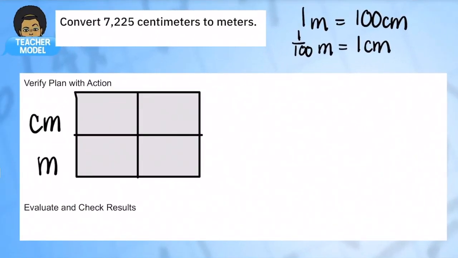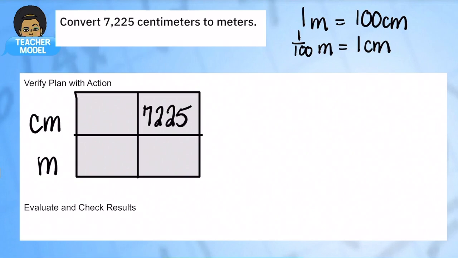All right, so I've already set up our boxes for our plan. We have centimeters and meters, and we have our two facts. So 1 meter is 100 centimeters, or 100th of a meter is equal to 1 centimeter. So I'm going to plug this one in. I'm actually going to use, let's see, which one do I want?